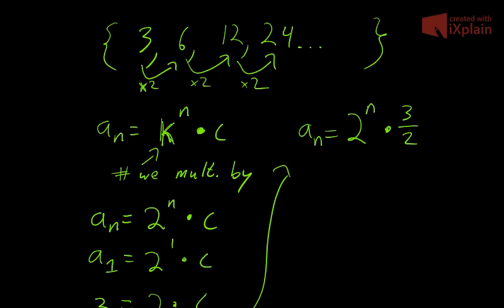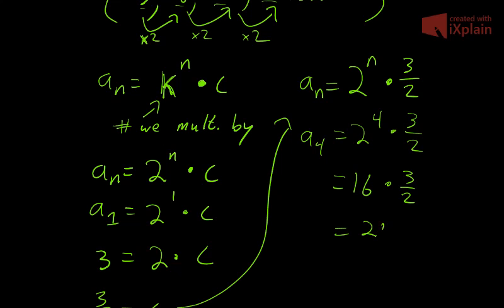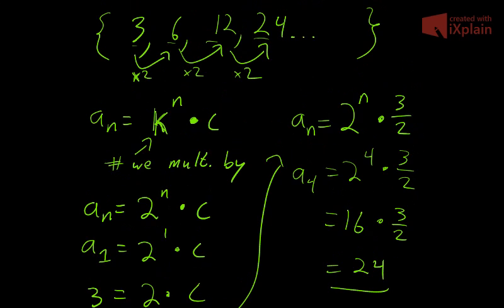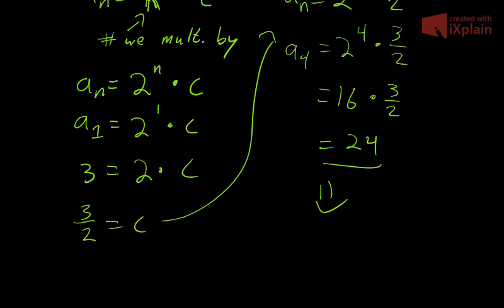Just for fun, let's do it with the fourth. So 1, 2, 3, fourth number. If I do a sub 4, should be my fourth number, equals 2 to the power of 4 times 3 halves. 2 to the power of 4 is 2 times 2 times 2 times 2, which is 16, times 3 halves, which is going to give me 24, just like that. So 24 matches 24. That tells me that this works, and I am very happy.